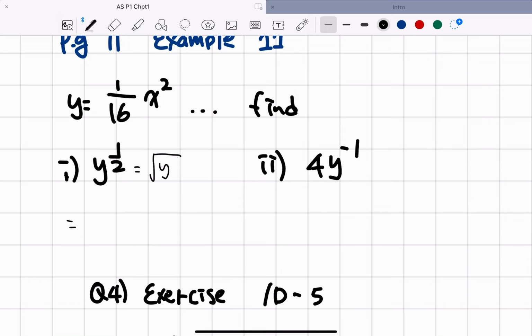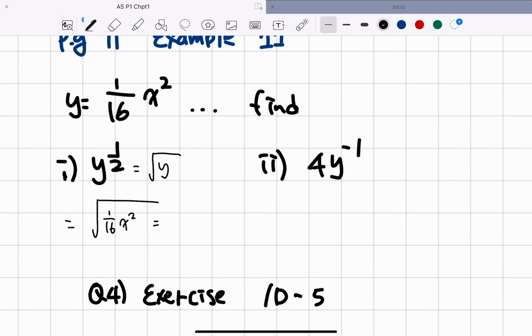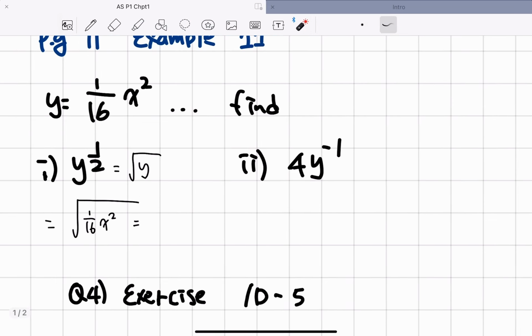Yeah. So if we substitute y with 1 over 16x squared, then we can change it to the square root of 1 over 16x squared, and we can simplify inside the square root, right? So 1 over 16 equals 1 over 4 squared, and x squared is just x squared. So you can simplify to 1 over 4 times x, right?